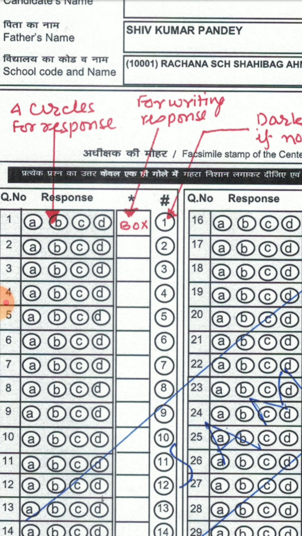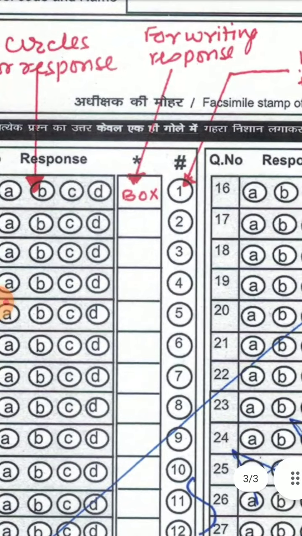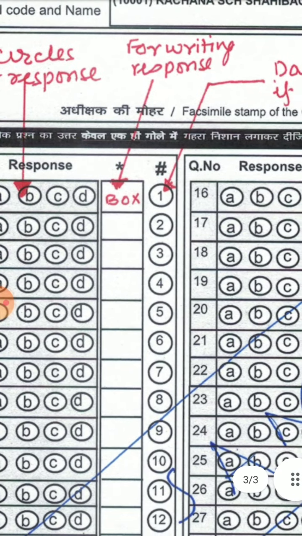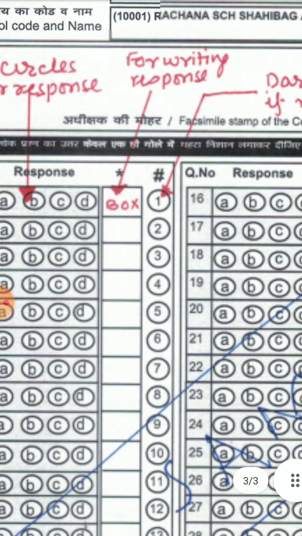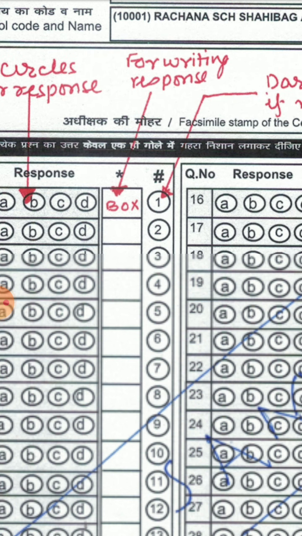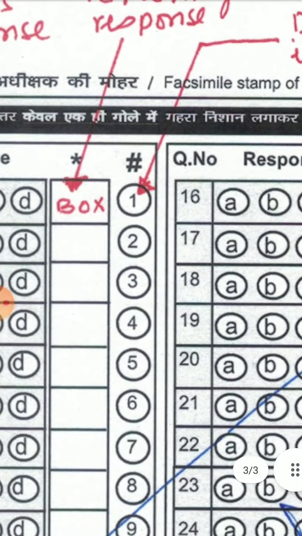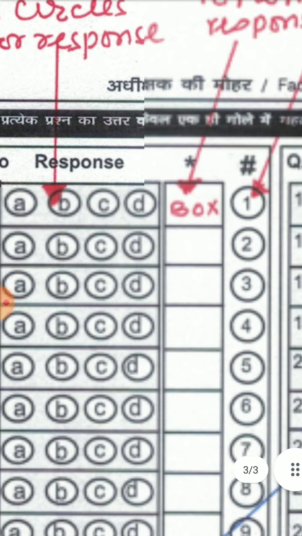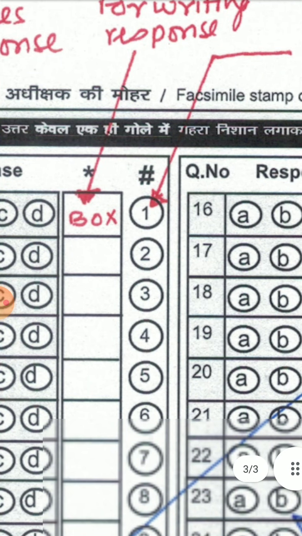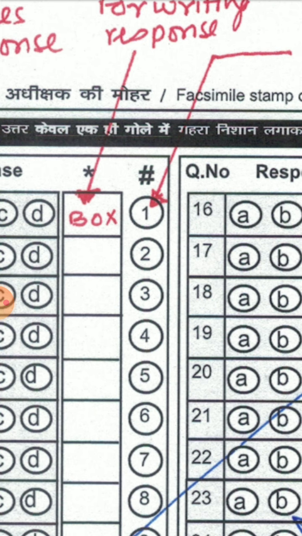So whenever you are shading the circle, be careful. Even if you have wrongly shaded, when you write the answer in this box, be confident and write the answer with confidence. If you are not confident about the answer in the box, please don't write it. Take some time, think and write, okay? And what about this circle? Here, if you have not attended this particular question, you have to circle these numbers, okay?